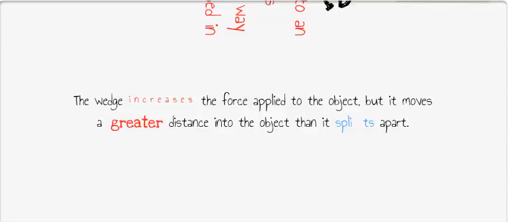Kind of the same idea as an inclined plane, and when you look back at a wedge, it is actually like two inclined planes put together, so that's kind of cool.